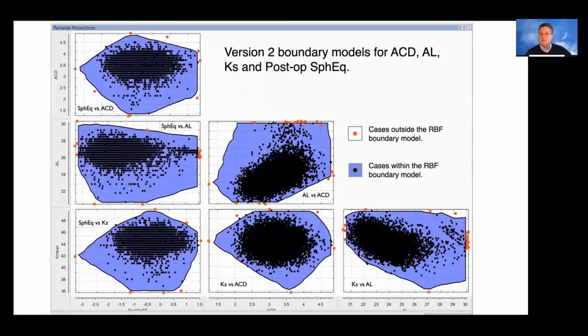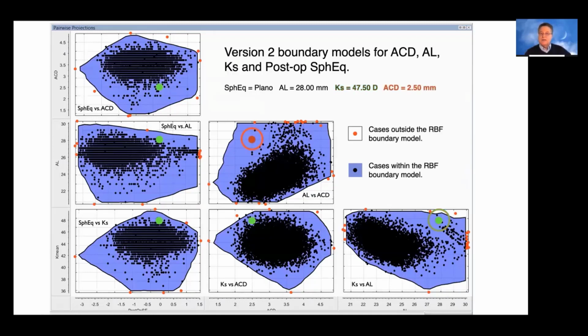So let's go to version 2. Version 2 was based on about 12,400 cases. And now we've expanded our boundary models, which means we can have improved inbounds calculations. We're going to take a long eye, 28 millimeters. And here's that very steep cornea. This is the patient we looked at just a minute ago. And you can see that now it's an inbounds calculation.